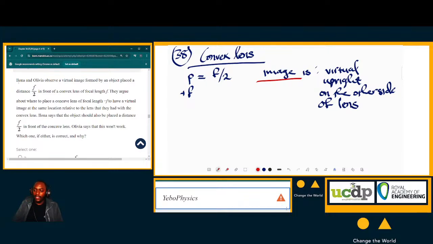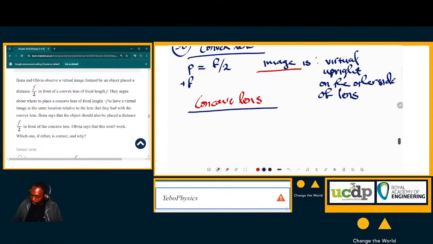Now the argument is that they have a concave lens. So a concave lens, and they're arguing if we would put the object at f/2, is it going to work or not? Okay, so who says f/2? Ilona says the object should be placed.